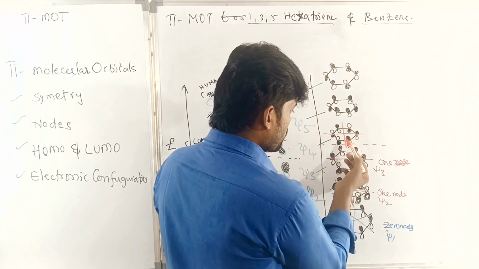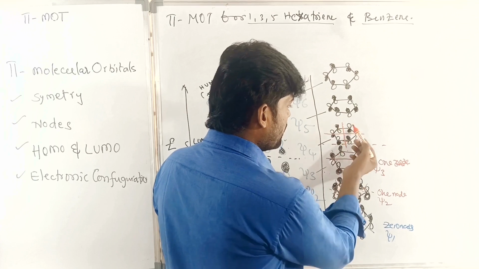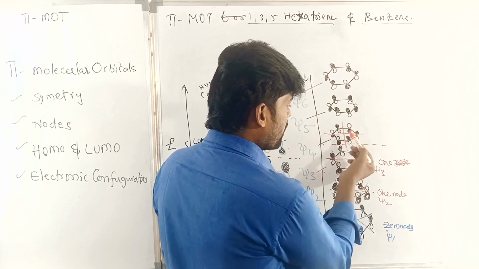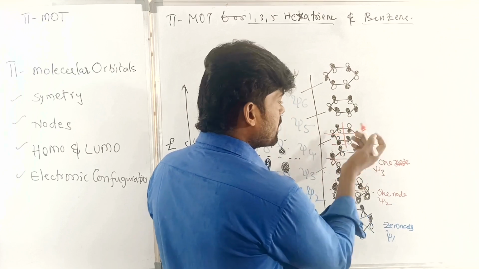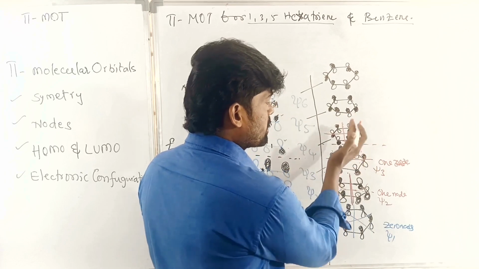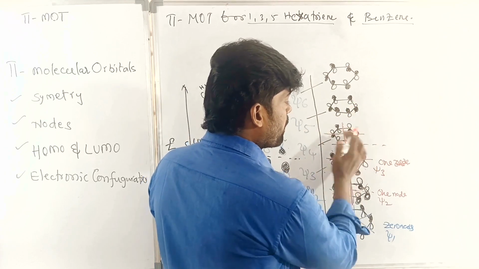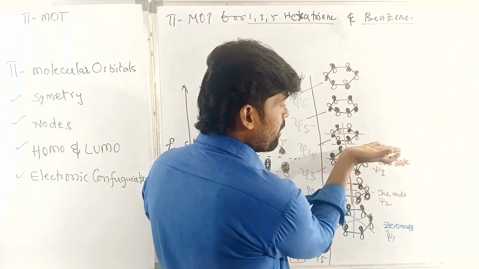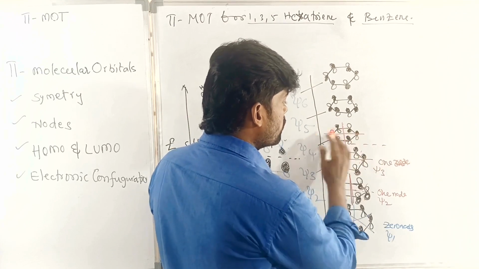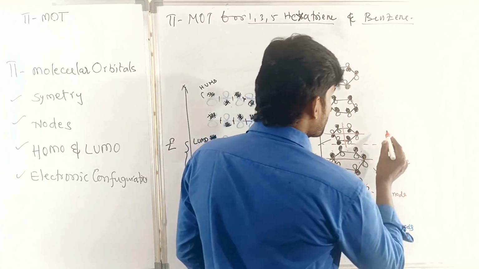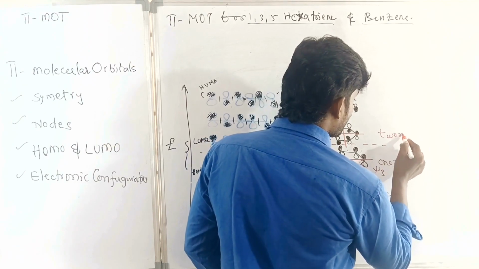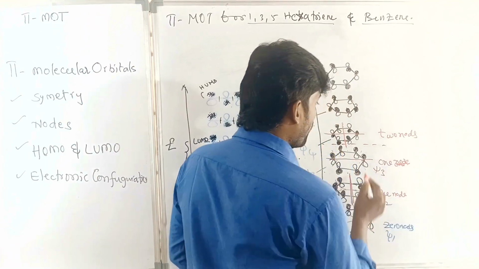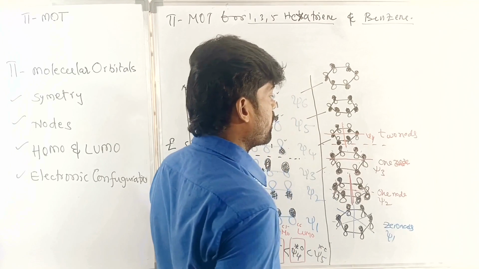C1, C3 are different, C4, C6 are different. So we can easily cut them into two parts. With respect to two nodal planes, two nodal plane of axis, we are able to separate them. So two nodes are present for psi 4 molecular orbital.